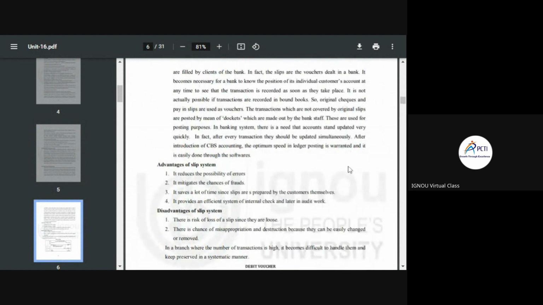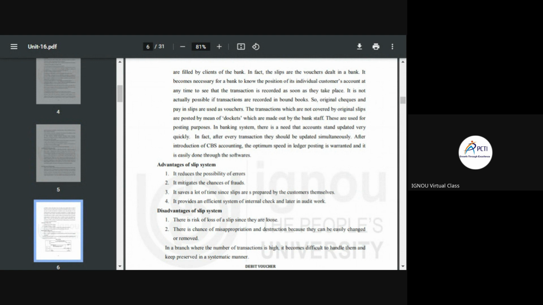The original checks and pay in slips are used as vouchers. The transactions which are not covered by original slips are posted by means of debit or credit slips, which are made out by the bank staff. These are used for posting purposes basically, and in the banking system, where we need posting quickly, we need to follow or introduce CBS accounting. So the optimum speed in ledger posting is warranted and it is easily done through the software.